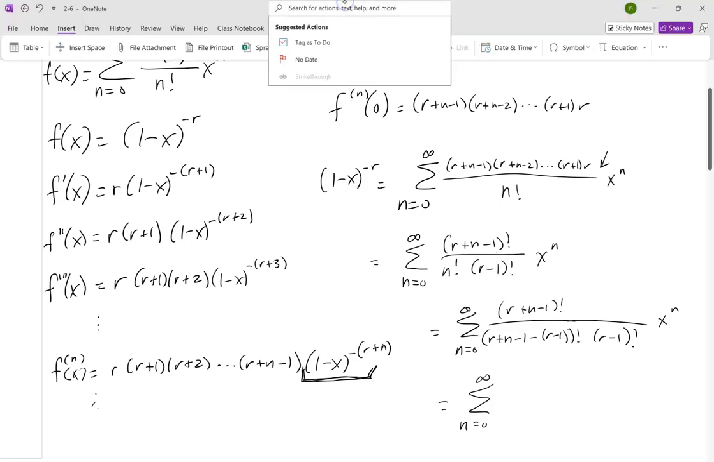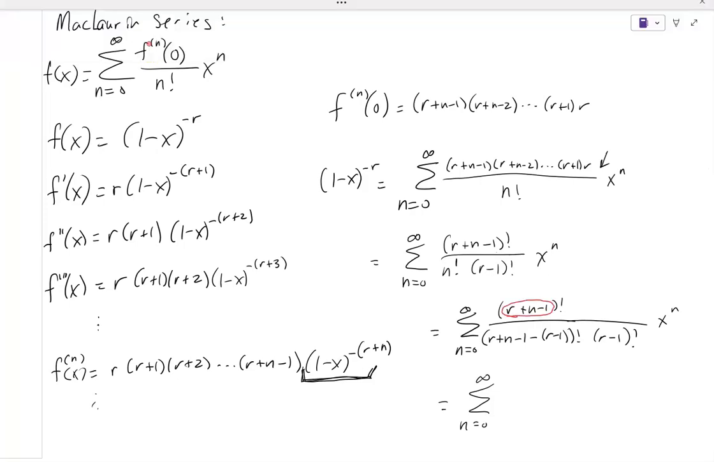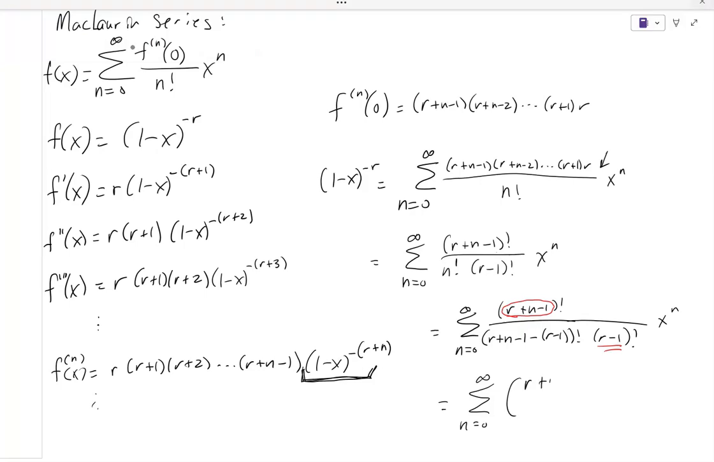My drawing tools are gone. It's a combination, isn't it? Here's r plus n minus 1, choose r minus 1, isn't it? You see it? So this is r plus n minus 1, choose r minus 1, x to the n. That was fun. Okay.